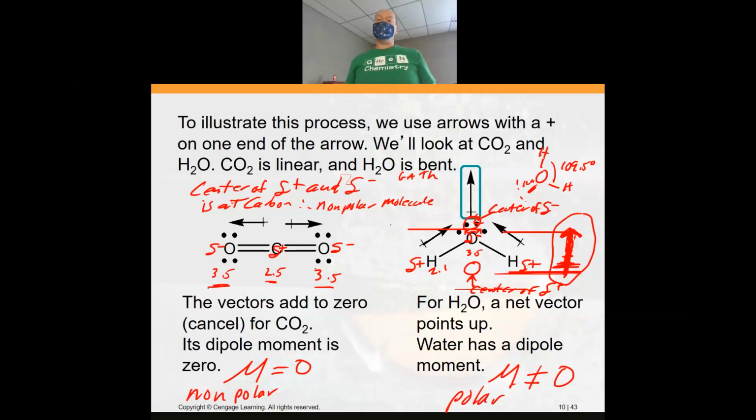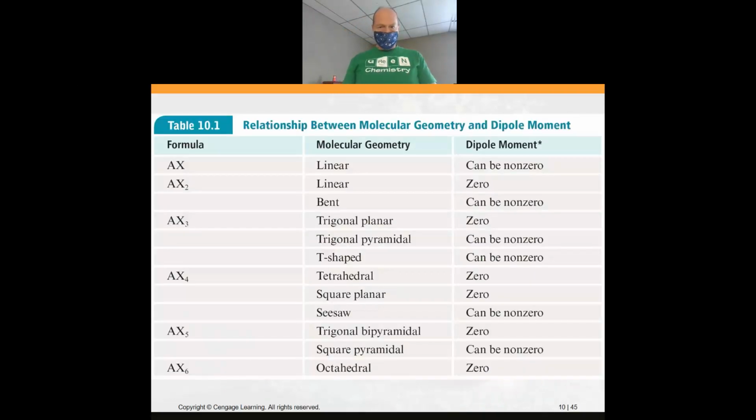All right, so you have to give all of the bond dipoles. Then you got to find the center of all of your minuses. You got to find the center of all of your pluses and see if there's a separation. If there's a separation, then it has a dipole moment. If there is no separation because the center of plus and the center of minus are in the exact same place, then the dipole moment is zero, and you have a nonpolar molecule. All right, so I just like to calculate it each time.